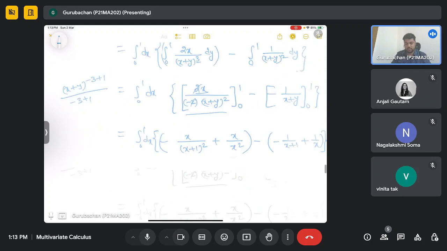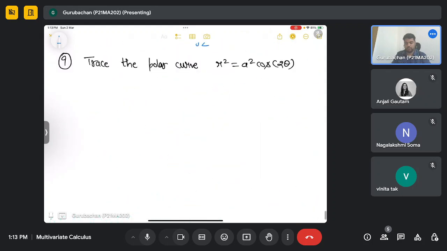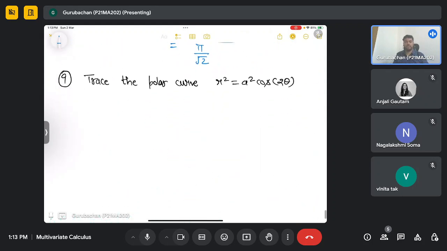Now trace this particular polar curve. How can we start? Try this first, then we'll discuss it here. Just give me 2 minutes only. You try it.